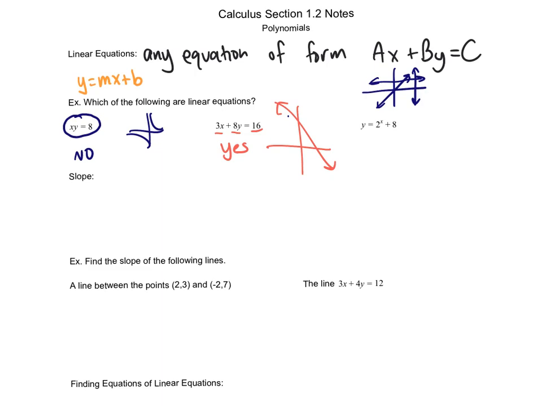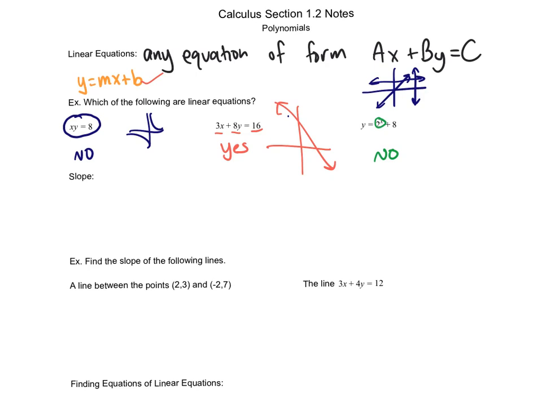Now finally, this one we have y equals 2 to the x plus 8, which looks similar to our slope-intercept form up here, but it is not, because you have the x in the exponent. So this is an exponential function, exponential equation, so this is not a linear equation.